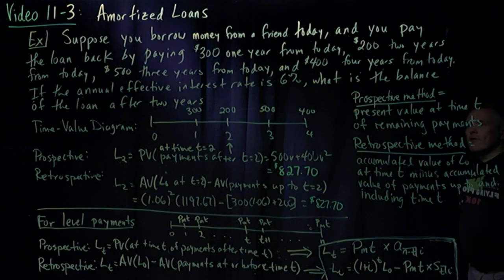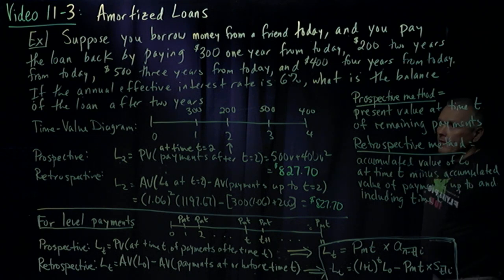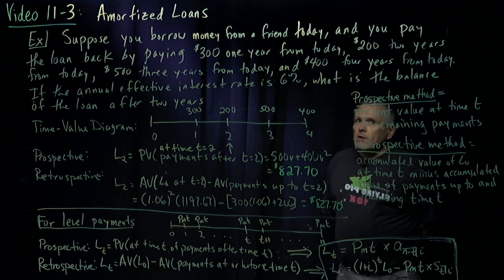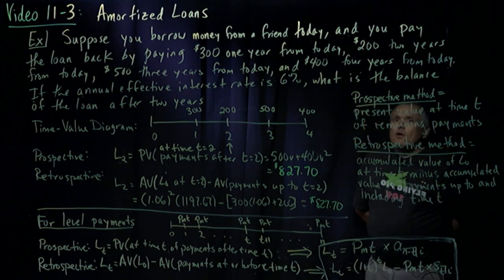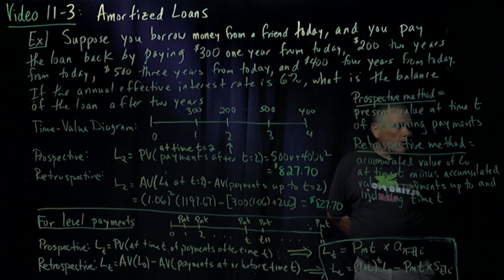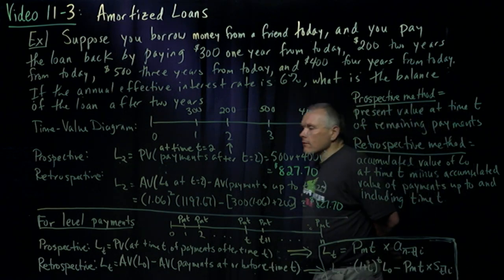So you should recognize this example from the first video. Going back to our example where we borrowed money from a friend and paid back the friend in installments 1 year, 2 years, 3 years, and 4 years from today. So we want to figure out what the balance of the loan is in 2 years.